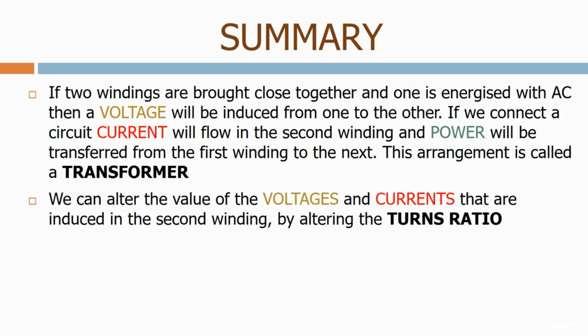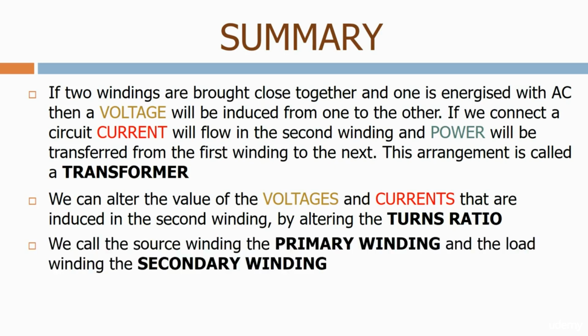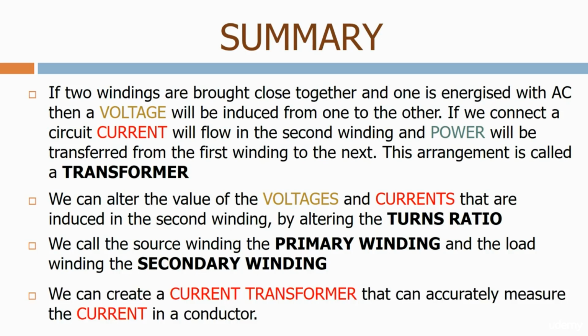We can alter the value of the voltages and currents that are induced in the second winding by altering the turns ratio. We call the source winding the primary winding and the load winding the secondary winding. We can create a current transformer that can accurately measure the current in a conductor.